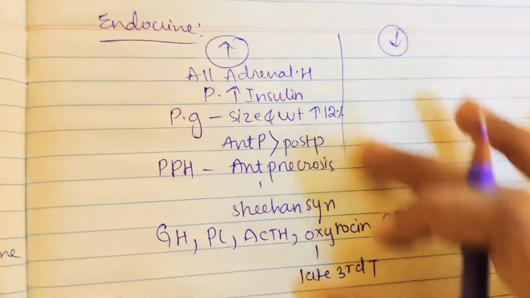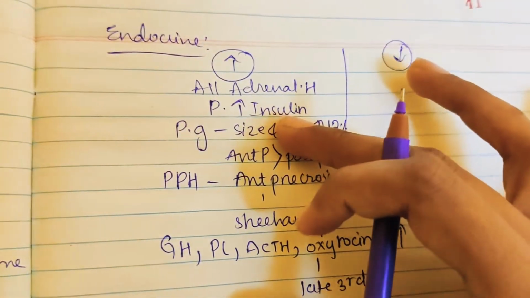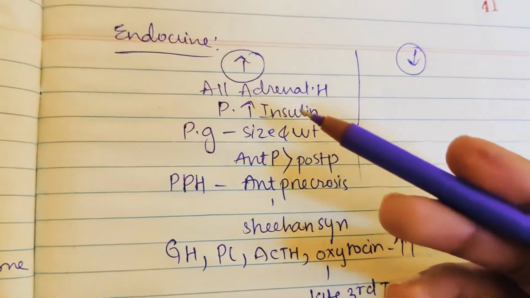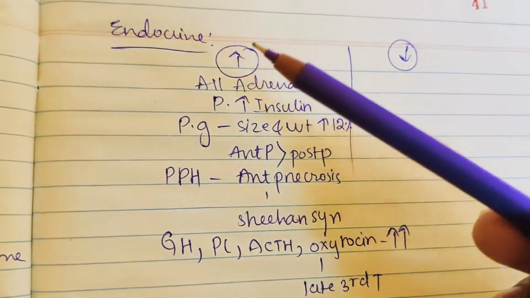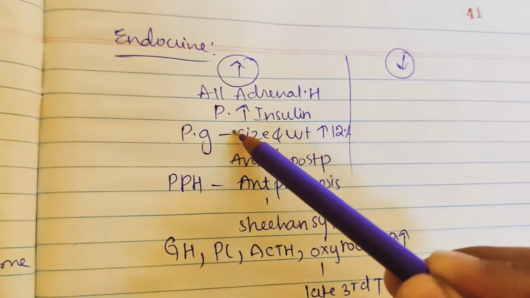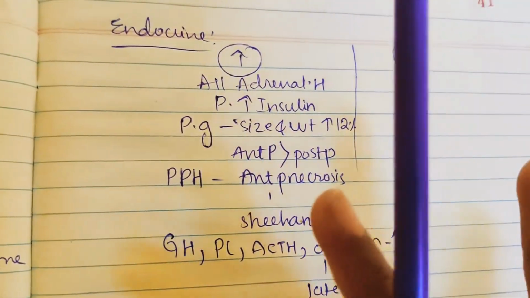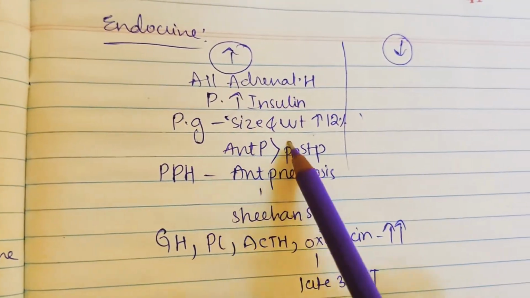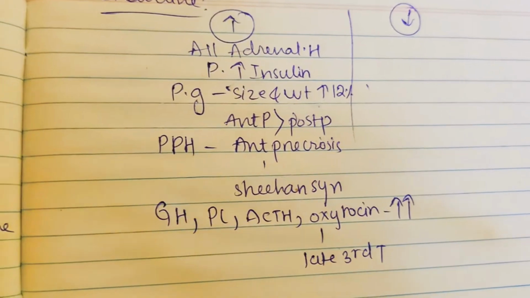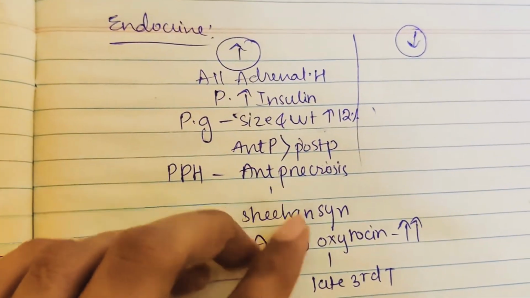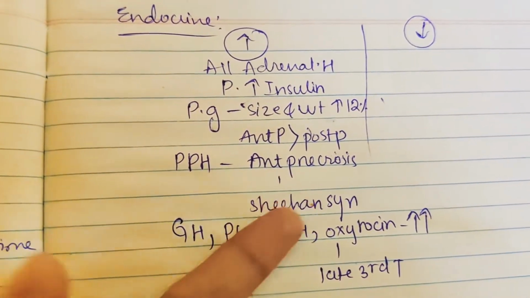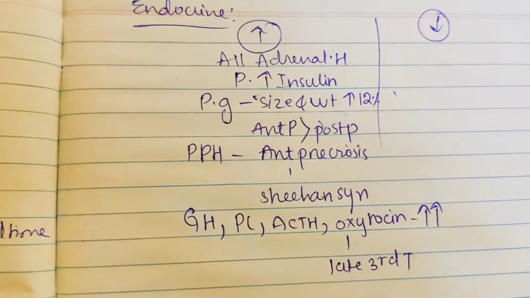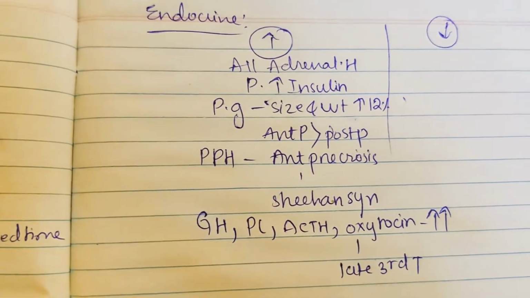Okay, so this is important regarding the endocrine glands which are increasing during pregnancy. All adrenal hormones are increasing, especially insulin is increasing from the pancreas. The size and weight of the pituitary gland is increasing 12%, anterior pituitary more than posterior pituitary. In postpartum hemorrhage, anterior pituitary may undergo necrosis, called Sheehan syndrome. Growth hormone, prolactin, ACTH, oxytocin all will increase, especially oxytocin in the late third trimester.